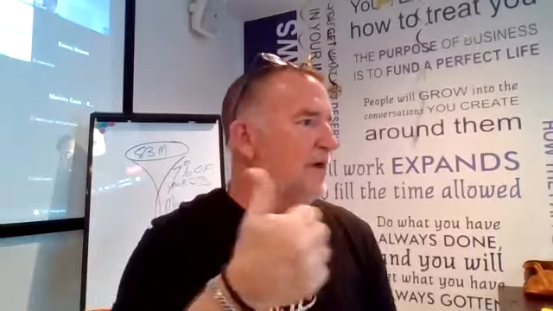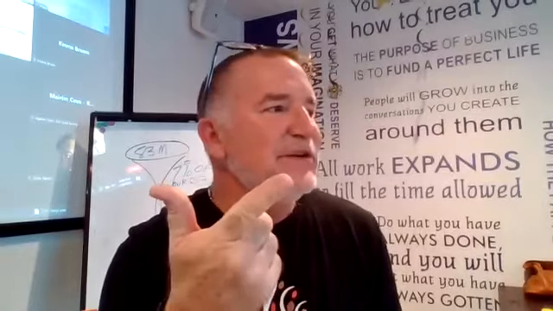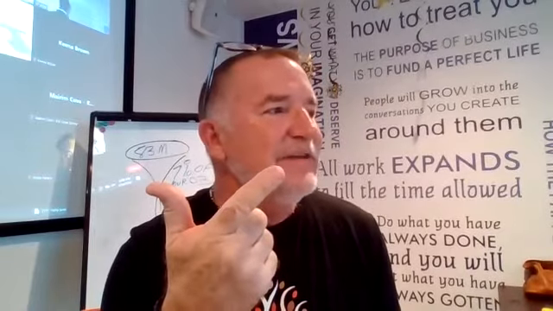There's 4 rules of your database, according to the Millionaire Real Estate Agent. Rule number 1, build a database. Rule number 2, feed it every day. Feed it every day means you're systematically adding people to your database. So if you don't have a large group of people that you know, start with the people that you do know, and then systematically add people to your database every day.